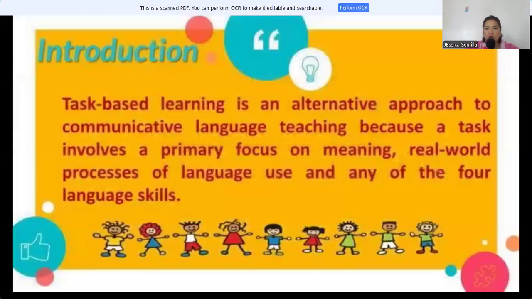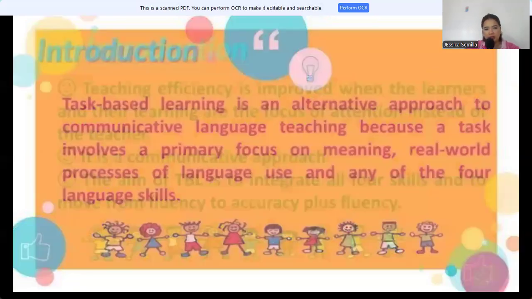So we'll be proceeding. When we talk about task-based learning or the task-based approach, this is an alternative approach to communicative language teaching because this is basically focusing on task-based activity, real-world activities, and processes of language use in any of the four language skills, particularly speaking, listening, writing, and reading.